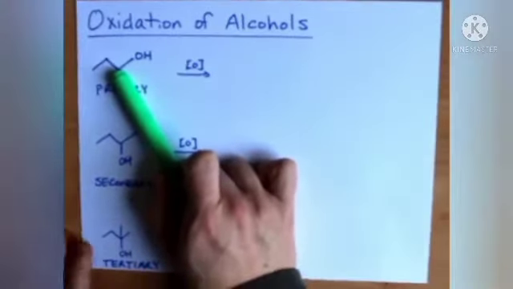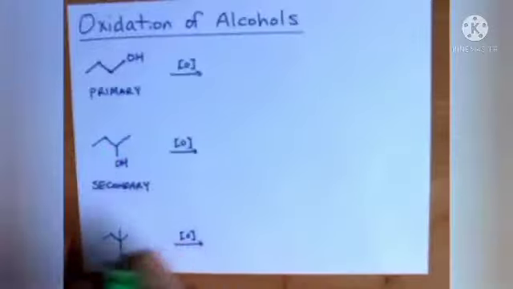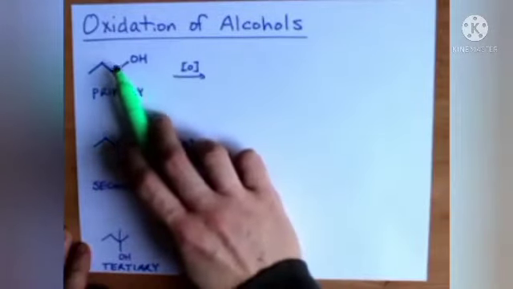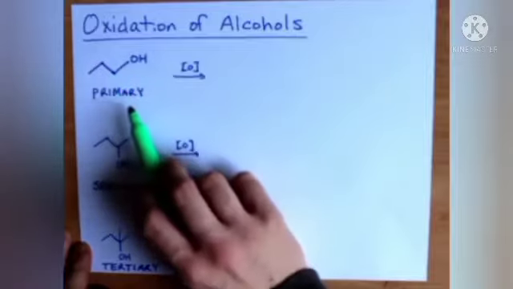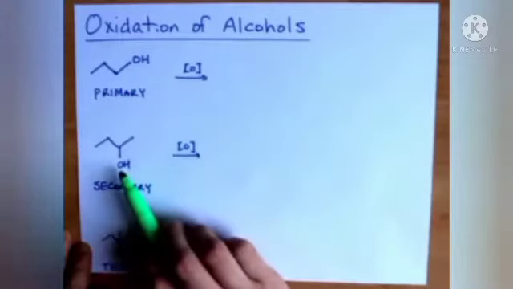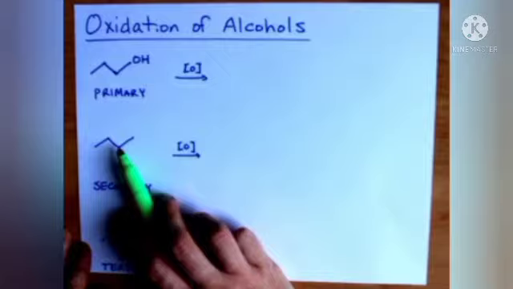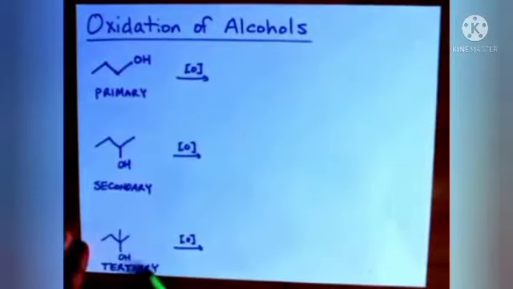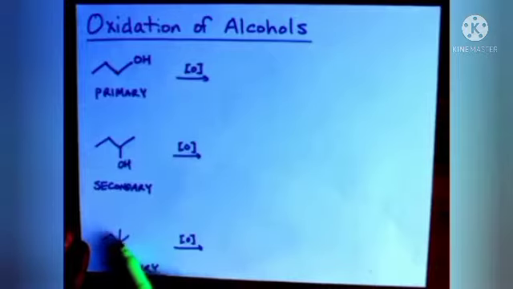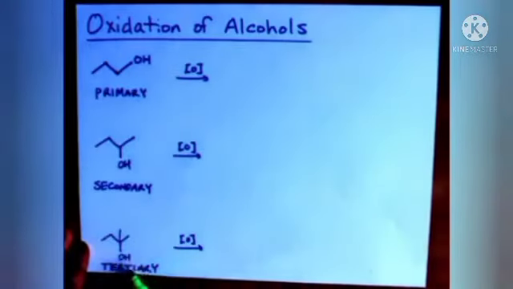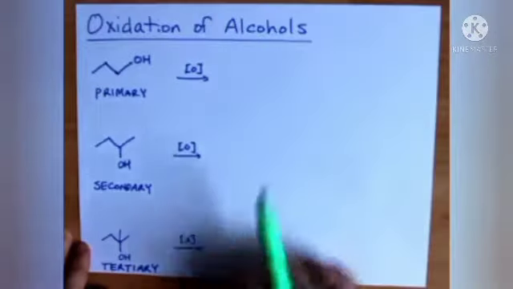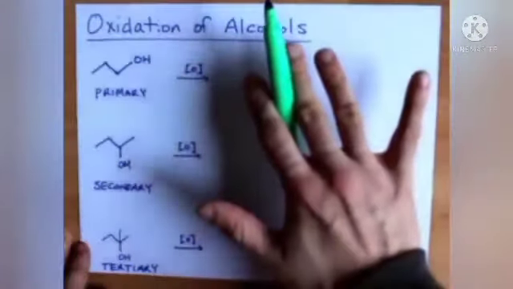And how many carbons is it connected to? In this case, that carbon that has the OH is only connected to one other carbon. That makes it primary. This OH is connected to a carbon that is connected to two other carbons. That makes it secondary. And here the OH is on a carbon connected to three others. It is tertiary. There's no such thing as a quaternary alcohol because carbon can't have 5 bonds.